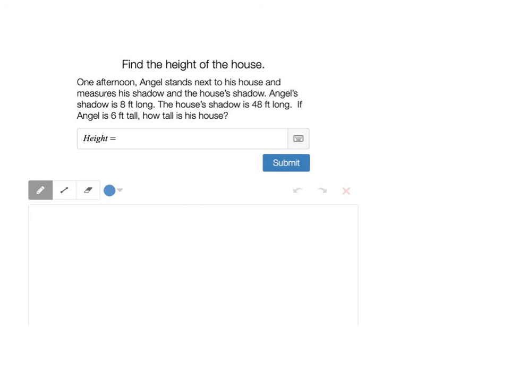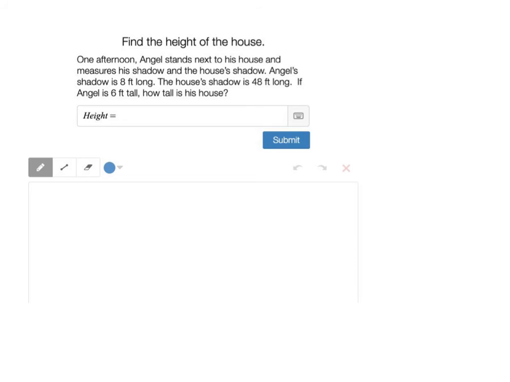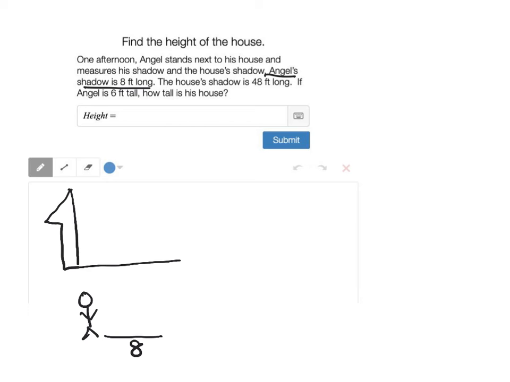Okay. On this one, again, no picture. So Angel is standing next to his house and measuring each of their shadows. It doesn't say anything about him walking along the house's shadow, so I can actually draw these separately. Maybe this is his house, and his house's shadow, always on the ground. And then here's Angel and his shadow. Angel's shadow is 8 feet long. The house's shadow is 48 feet long.